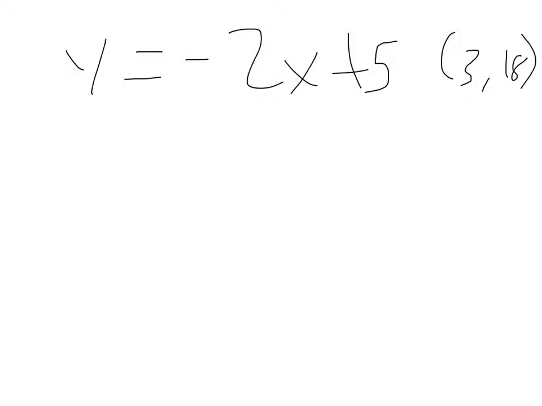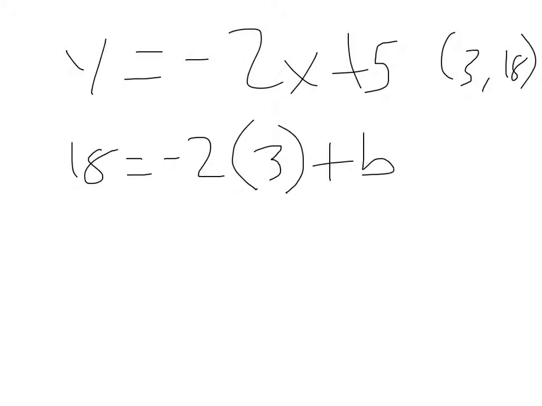y equals negative 2x plus 5, and then we had that coordinate (3, 18). So 18 is y equals negative 2 times 3, which is x, plus b. I am writing plus b because the equation that we are going to find corresponds with the point, and so the slope will stay the same, but the y-intercept will change. So 18 equals negative 6 plus b.